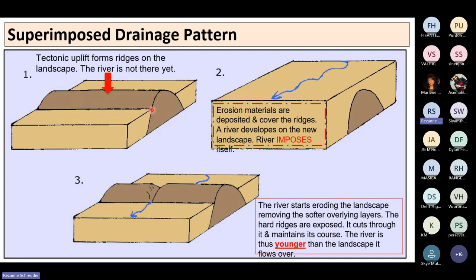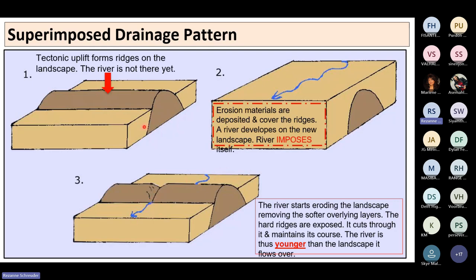Remember the tectonic uplift, this darker brown section of the diagram, it was there in diagram one. Then in diagram two, we had softer rock, and then this river could erode through them, right? So this river is superimposed and it's younger.